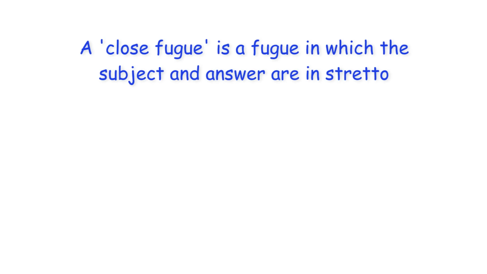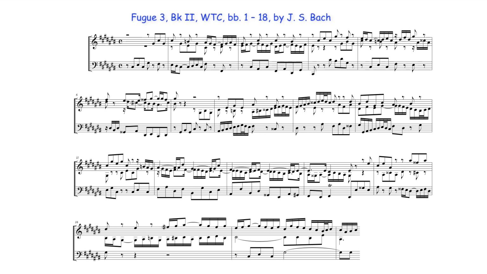A close fugue is a fugue in which the subject and answer are in stretto. In Fugue 3 from Book 2 of J.S. Bach's Well-Tempered Clavier, the 3 subject entries are in stretto, with the third entrance in inversion.